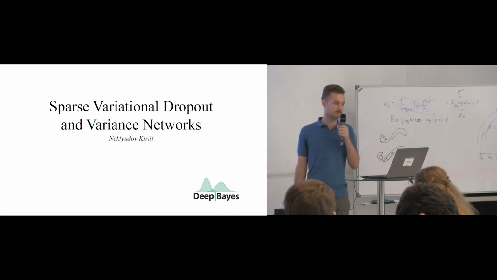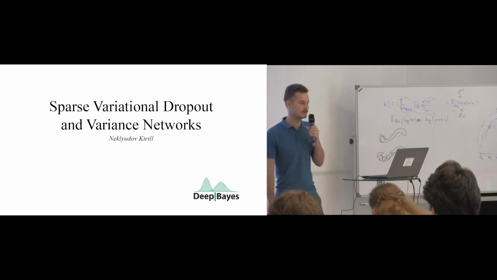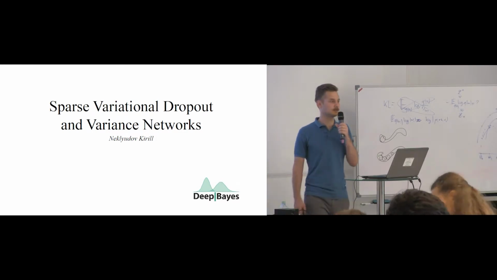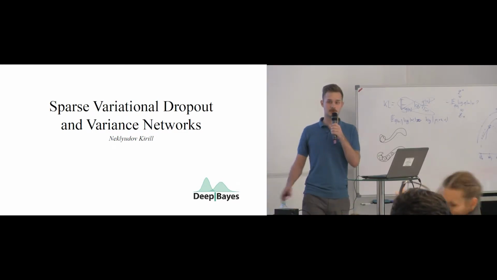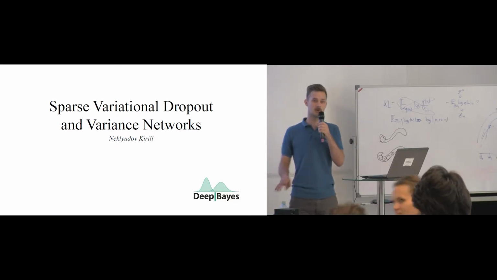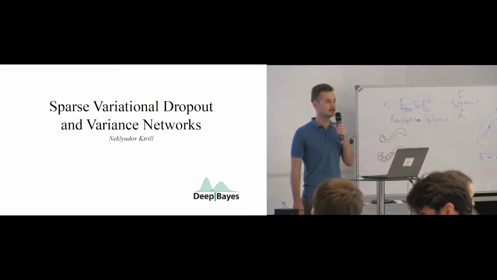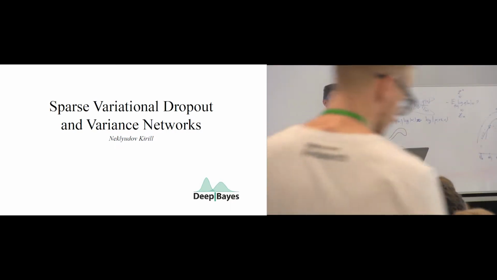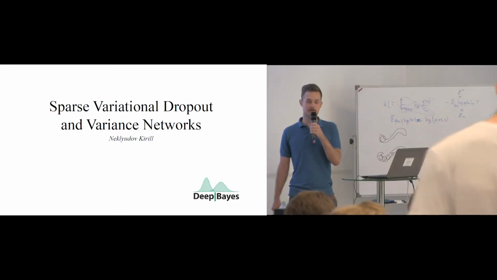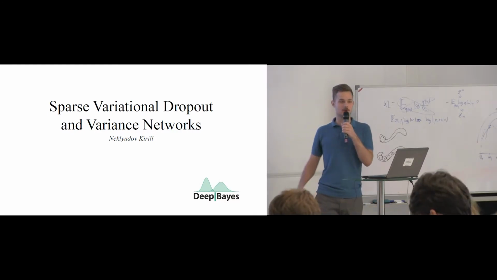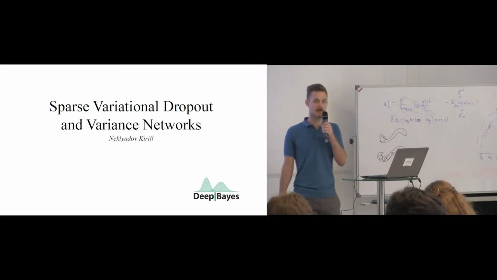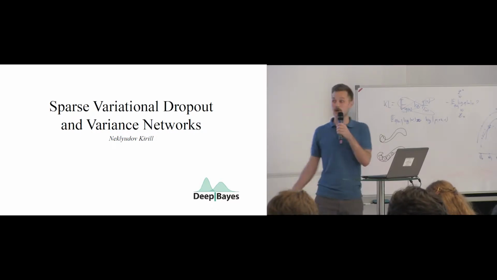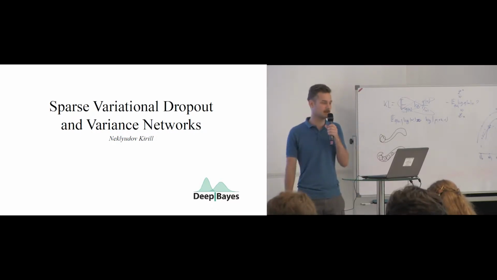So my name is Kirill, and today I'll tell you about sparse variational dropout and variance networks. Dmitry already told you about the high-level concept of Bayesian neural networks, and I'll tell you explicit examples of these Bayesian neural networks, and we will see some intuitive and counterintuitive results, and then you'll have a seminar where you can code it by yourself.